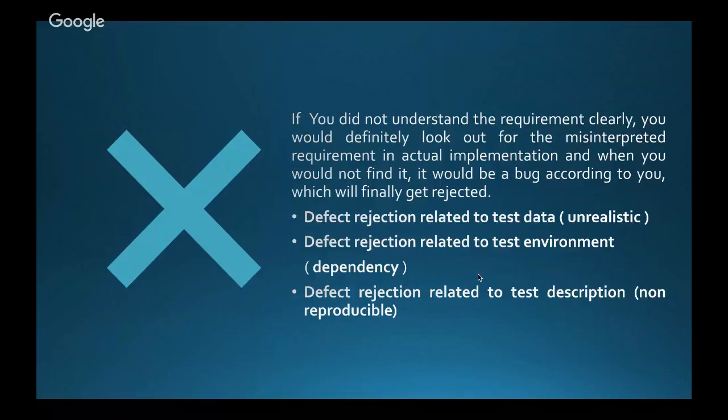Second thing, defect rejection related to test environment. There are so many test environments, test environment parameters, which could be involved in several kinds of things, whenever you're testing, whenever you're doing some kind of verification, validation, manual testing, automation testing, whatever you're doing.